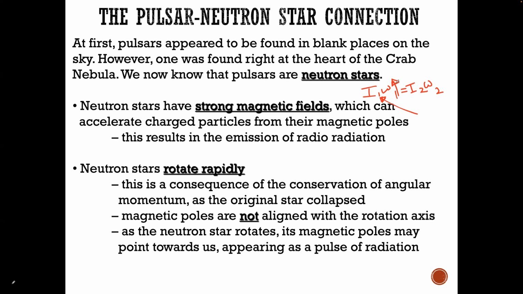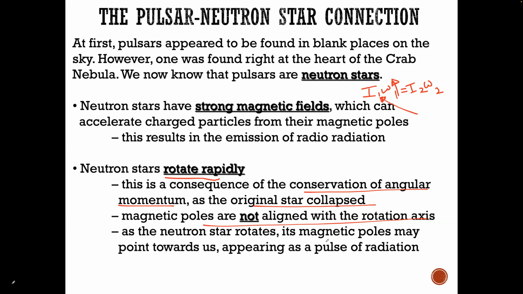And because of the loss of a lot of material due to this type 2 supernova, the neutron star will rotate very rapidly. This is a consequence of the conservation of angular momentum, as the original star collapsed. Now it's rotating very rapidly, and so there will be a magnetic field associated with it. However, these magnetic poles are not aligned with the rotation axis. I will show you how it works in the next image.